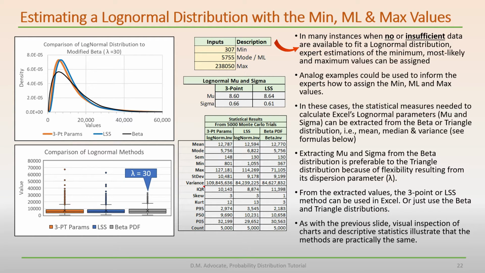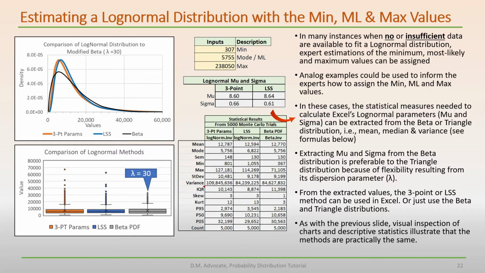In many instances, no or insufficient data are available to fit a log-normal distribution. In these cases, experts are leaned upon to estimate the minimum, the most likely, and the maximum values using what meager data exists, analog data sets, and intuition.